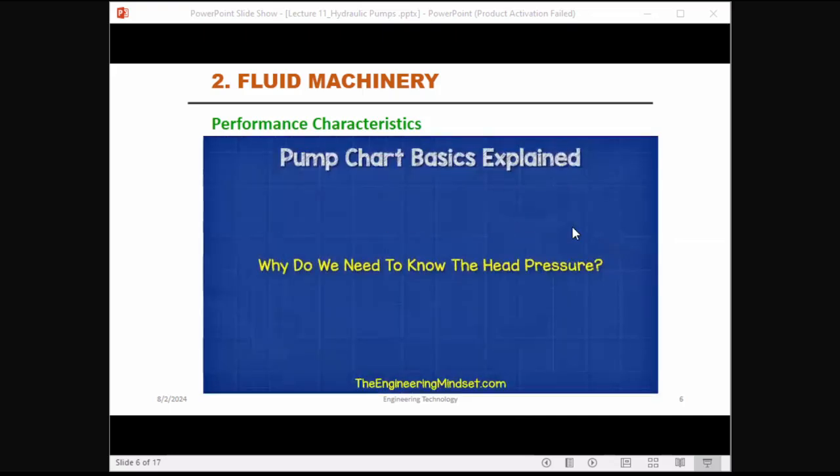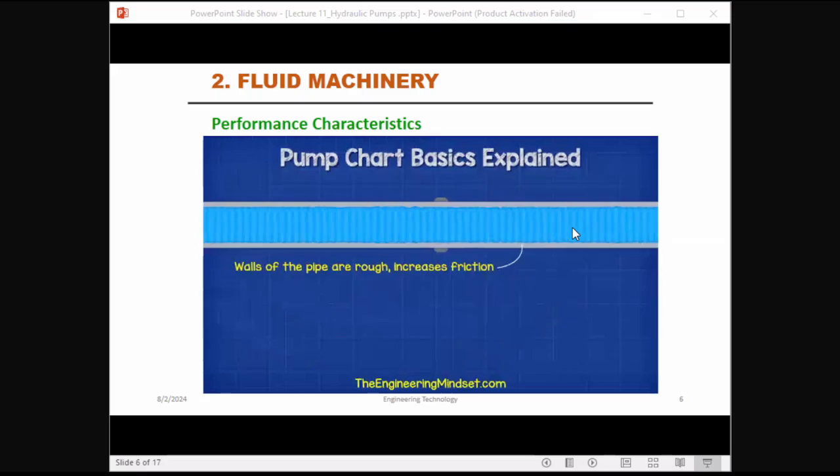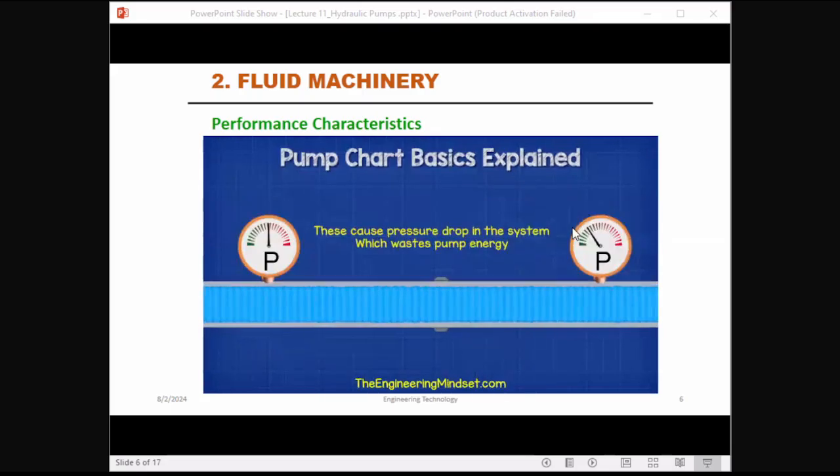Why do we need to know head pressure? Pumps are usually used to move liquid to a higher region, so we need to ensure the pump can reach this elevation. As we pump liquid through the pipes and the fittings, friction will try to oppose the flow. This occurs from the walls of the pipe, but also disturbances to the flow path. This causes pressure losses which waste energy from the pump.